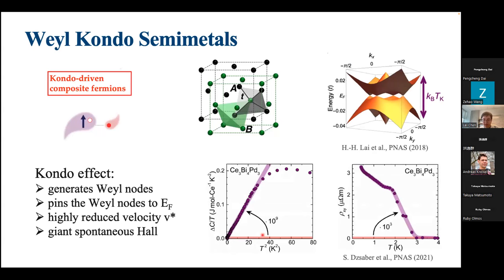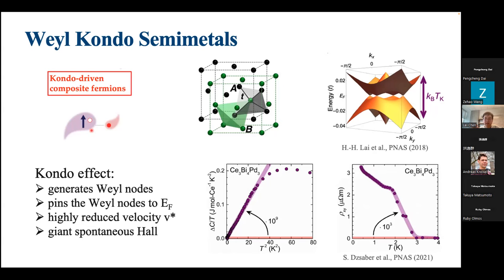Before we talk about the flat band system, let us first get into the heavy fermion first. I've already described that in a heavy fermion system, because of the Kondo effect, it is going to generate this low energy composite fermion, which we call the Kondo driven composite fermions in the low energy limit. And this composite fermion is a fermion, therefore it can host the conventional topological properties just like ordinary non-interacting fermions.